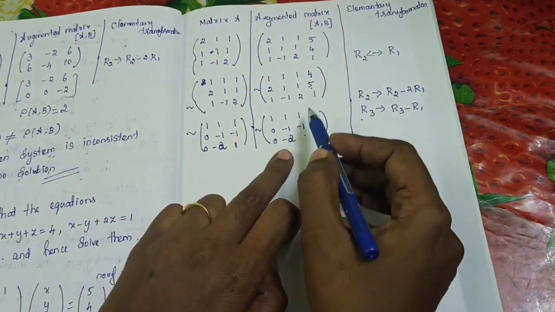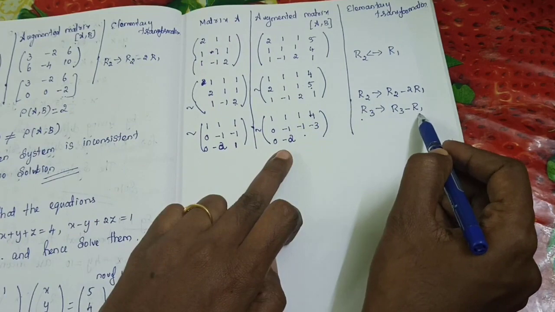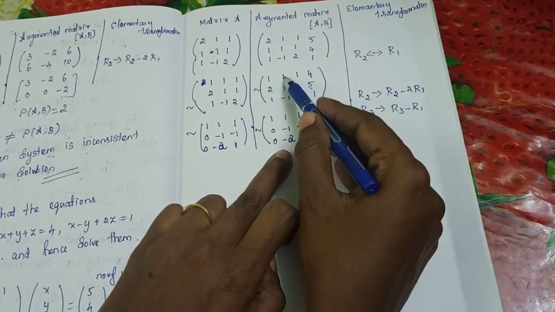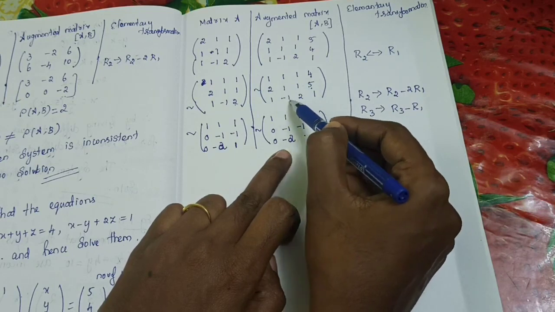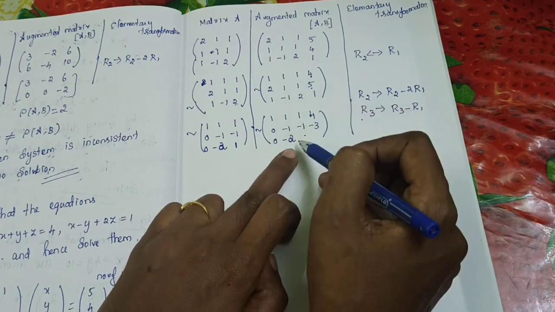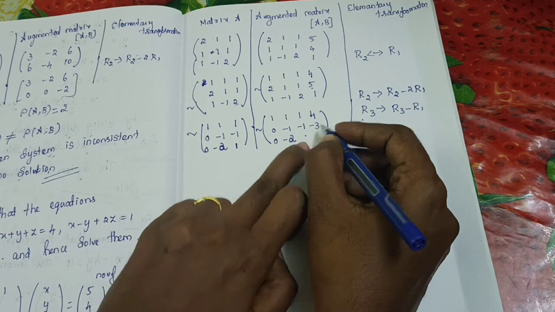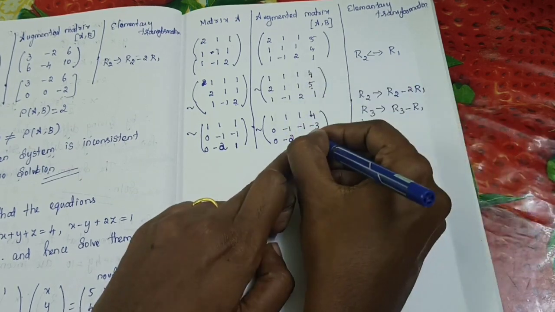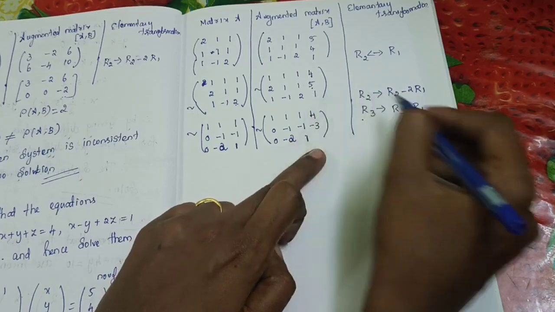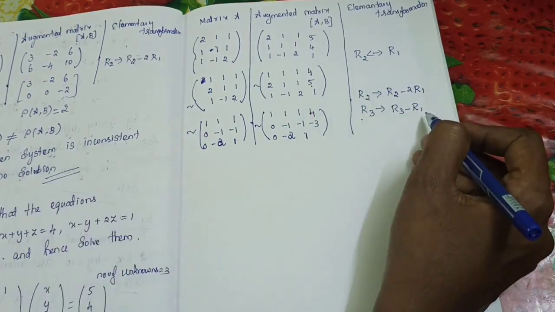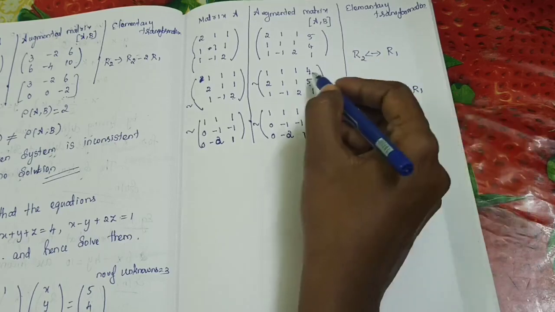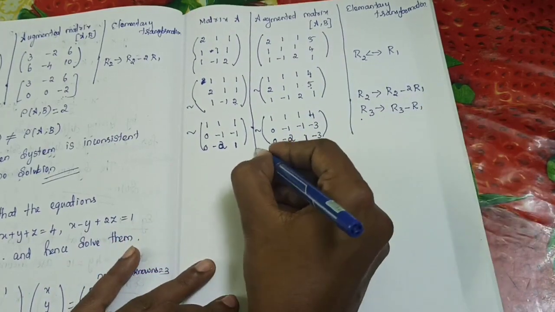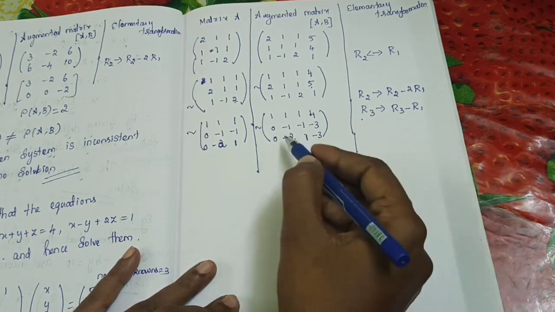Sorry, it's minus 2. That is R3 minus R1. Is it right? So where is R3? R3 minus R1. So minus 1 is there. So minus 1 minus 1 means we will get minus 2. Okay. Then what will happen to the next term? 2. Is it right? So 2 minus 1, so that one is 1. Okay. Next entry 1 minus 4. Is it right? So 1 minus 4 is minus 3. Understand? Yes.